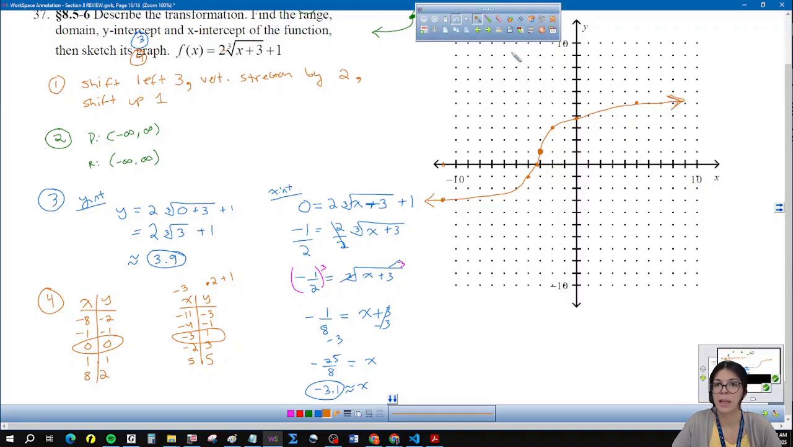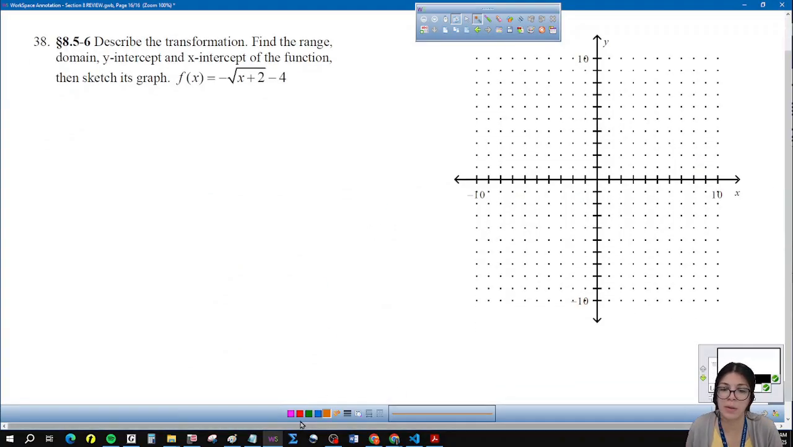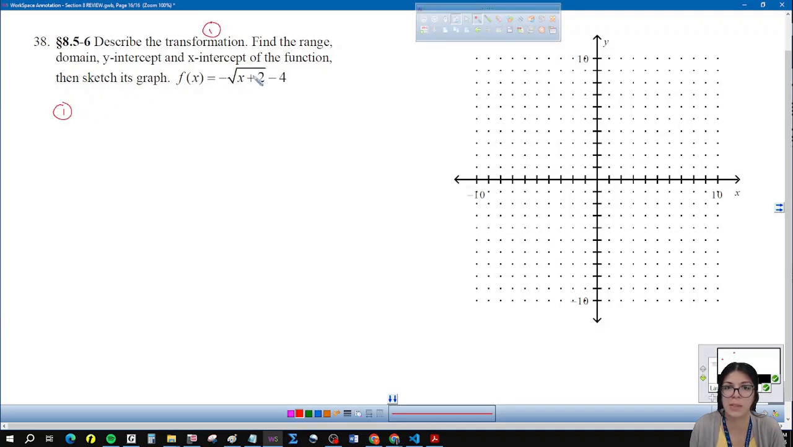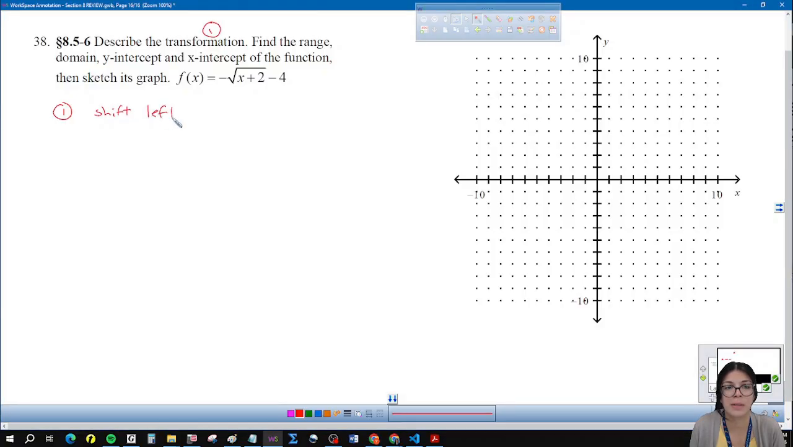All right. Moving on to the last question, number 38. We're doing all the same things, but this time with a square root function. So first, the transformations. Inside with x, we see plus 2, so this is a shift left 2. Remember, x is always the opposite. On the outside, we see multiplying by a negative. Remember, that's always a reflection. So if we're multiplying a negative on the y value, then that means that's going to be a reflection over the x-axis.